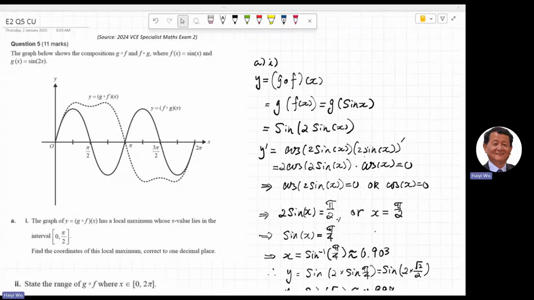Okay, welcome back. Today we're going to discuss 2024 VCE Specialist Math Exam 2, question 5. This is a composite function. A composite function can be difficult to integrate. So how do we integrate or differentiate the composite function? Today we focus on differentiation: the derivative of a composite function.